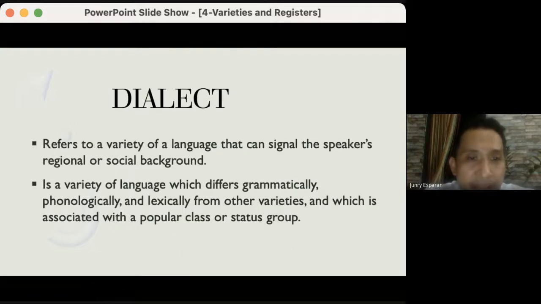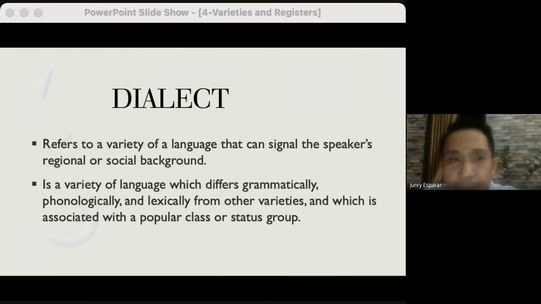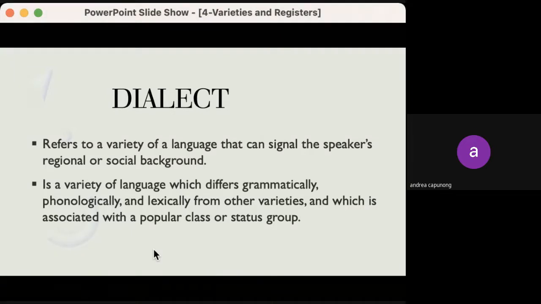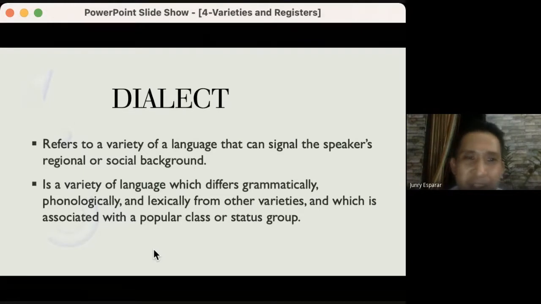Now let's move on to dialect. Can I ask someone to read it? Maybe just want to hear the voice of Andrea Capuno. Can you read the things on the slide? Good evening, sir. Yeah, go ahead, Andrea. Dialect refers to a variety of a language that can signal the speaker's regional or social background. Is a variety of language which differs grammatically, phonologically, and lexically from other varieties and which is associated with a popular class or status group. Okay, thank you so much for reading.